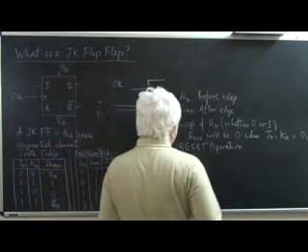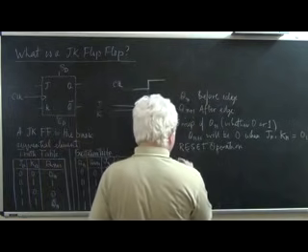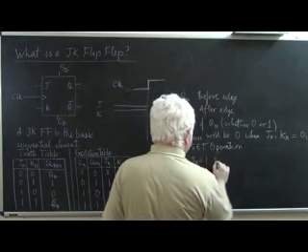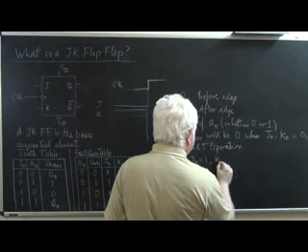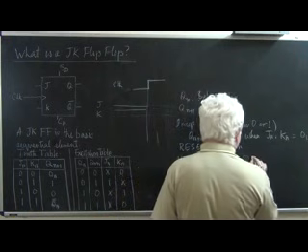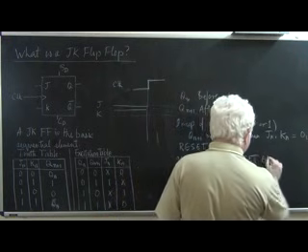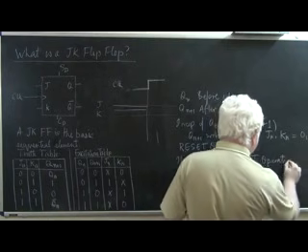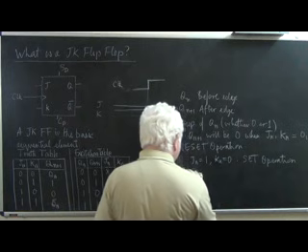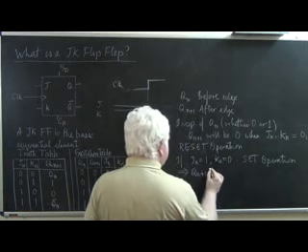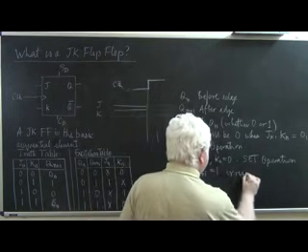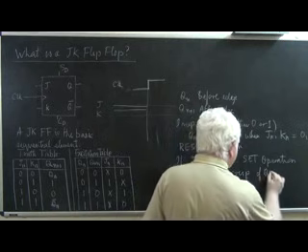Likewise, if Jn equals 1 and Kn equals 0, we have the set operation. That enforces that Qn plus 1 equals 1 irrespective of Qn.